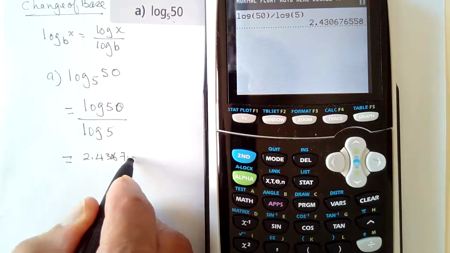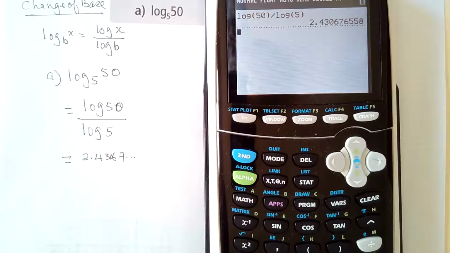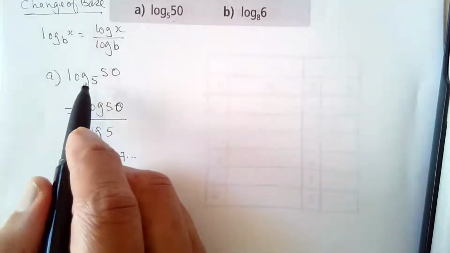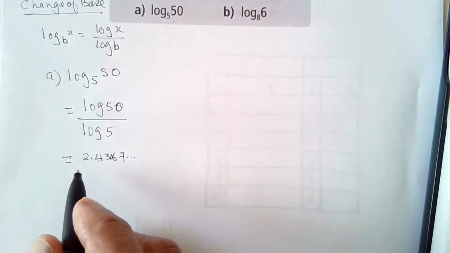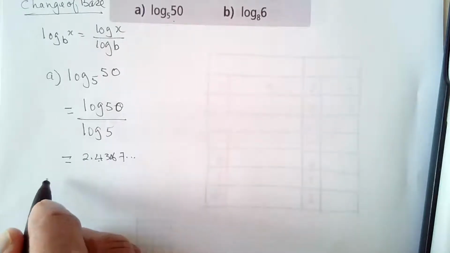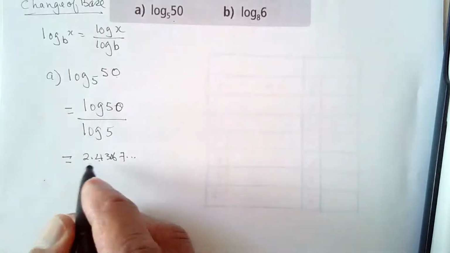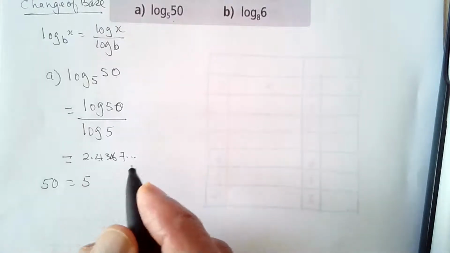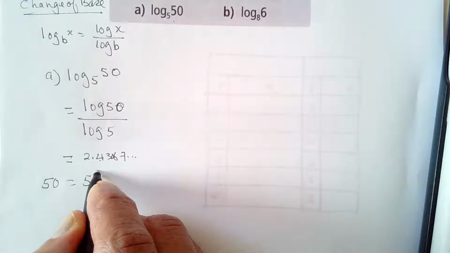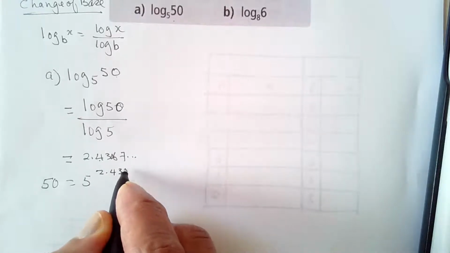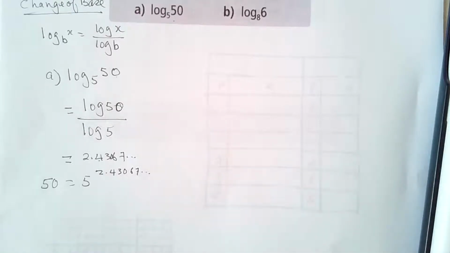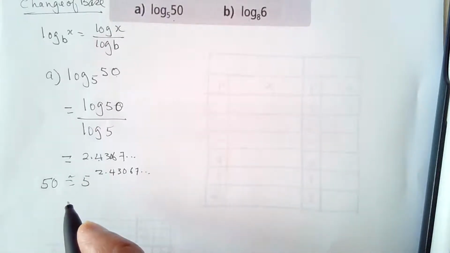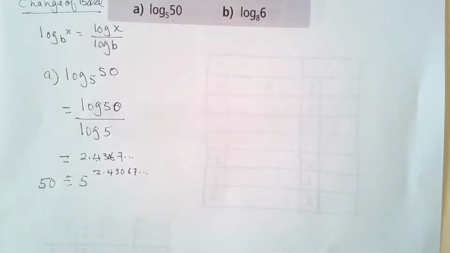So log base 5 of 50 is equal to this. So we can say the exponential: we can write this as 50 is approximately equal to 5 to the power of 2.4306. So that's writing it in exponential form.